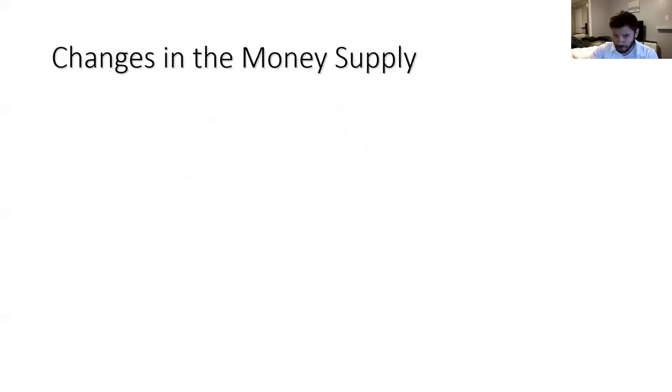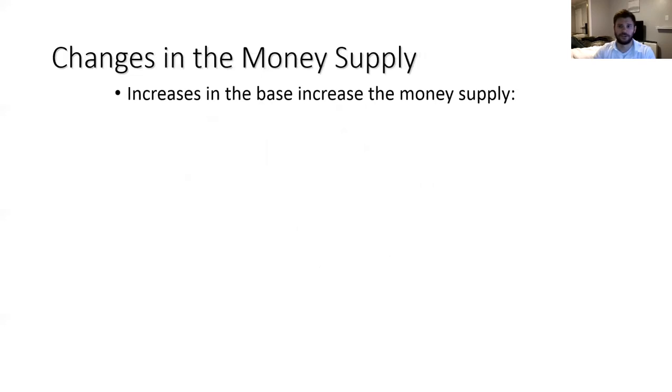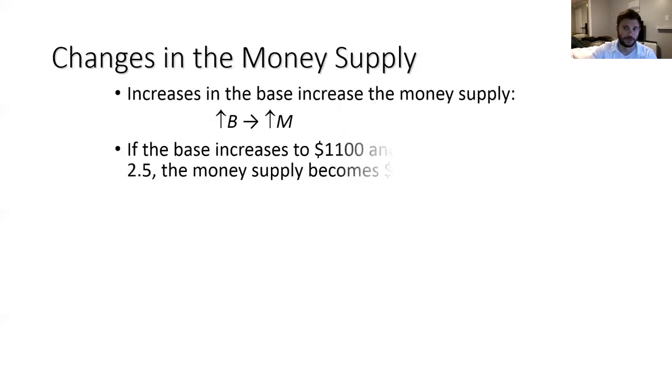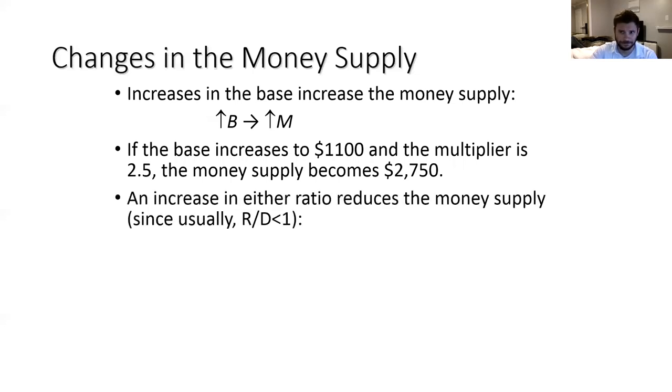So what actually affects the money supply? Well, the Fed can try to affect the money supply by changing the base. And the base was directly related to the money supply. Okay, if the base were to increase to $1,100, then again, at that multiplier of 2.5, the money supply increases to $2,750. An increase in either ratio typically reduces the money supply.